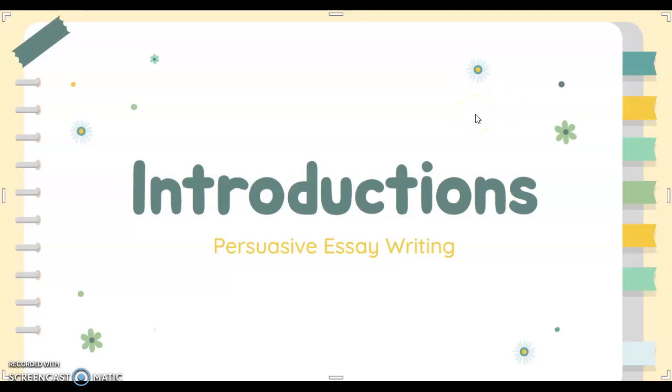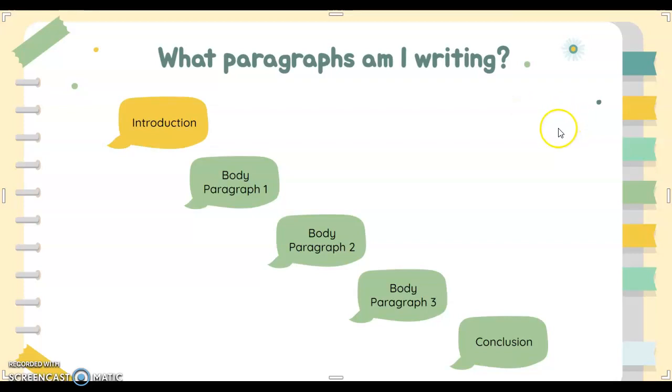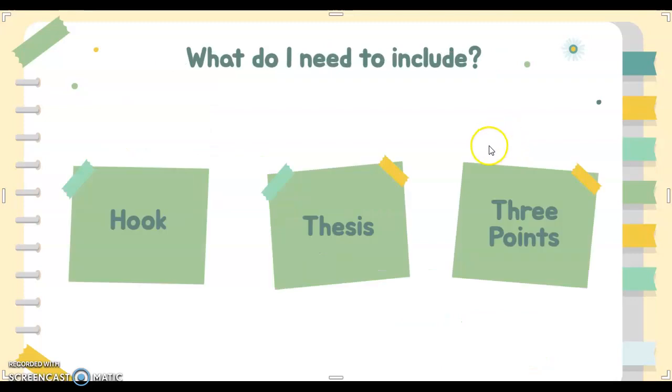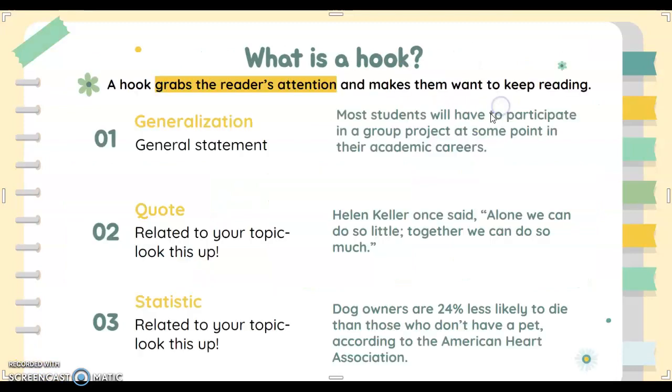Today we will be talking about the persuasive essay introduction. There are 5 paragraphs in a persuasive essay. This is the first one, where we are going to introduce our ideas and give the reader an idea of what we're going to write about. So 3 things you need to include in your introduction: your hook, your thesis, and your 3 points.